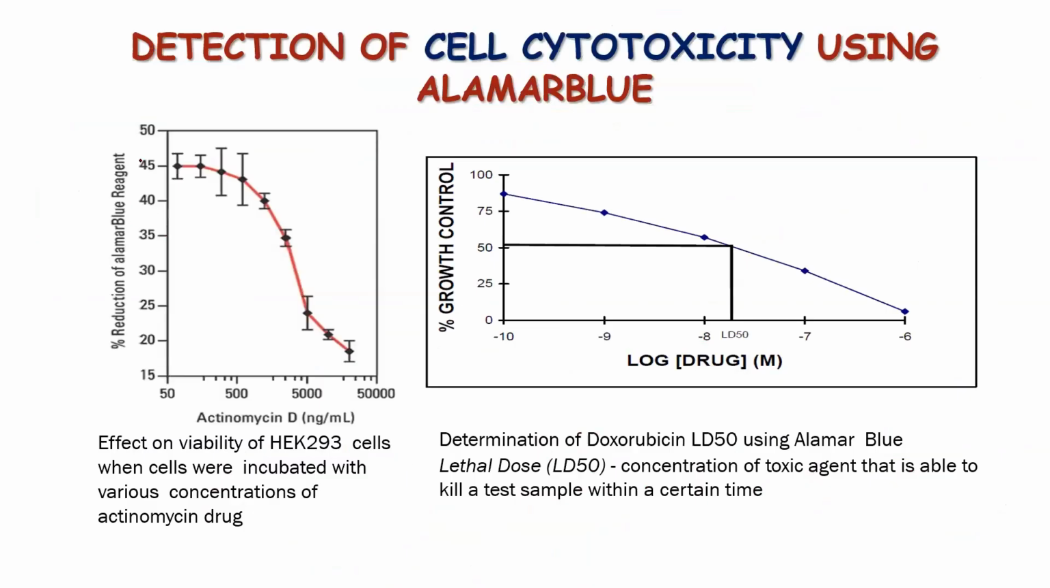So here, because the scientists used many different actinomycin concentrations, they could see this gradual increase of the cytotoxicity. So here you have 20% survival of the cells at this concentration of actinomycin. Okay, so this is how you interpret the results.